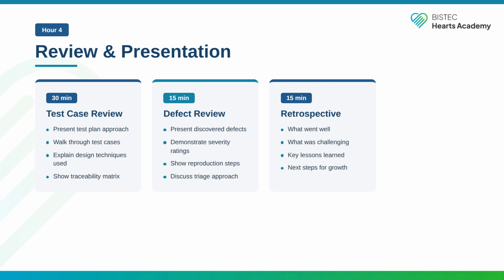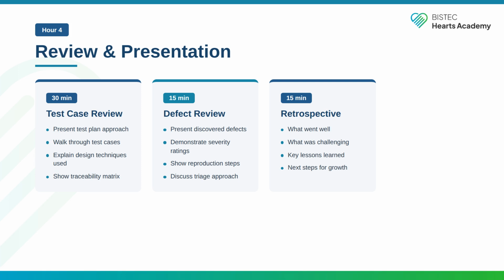During the defect review, present your discovered defects. Show the severity rating you assigned and walk through your reproduction steps live. Actually demonstrate the bug on the application. This is a critical QA skill: demonstrating a defect to stakeholders clearly and confidently. Then discuss your triage approach. If you found 10 bugs, which 5 should the developer fix first, and why? This is where severity and priority come together.